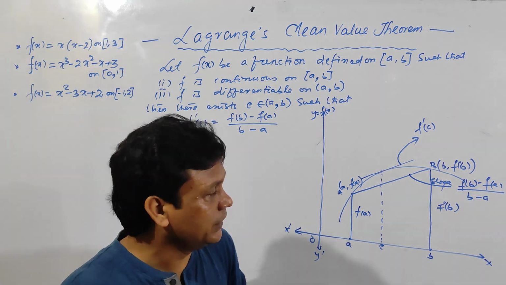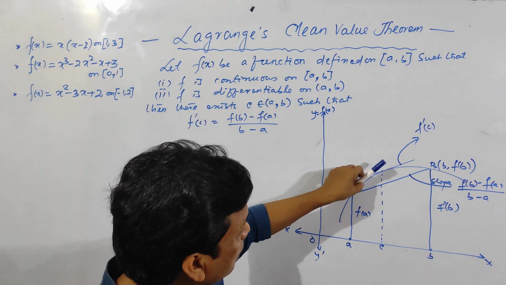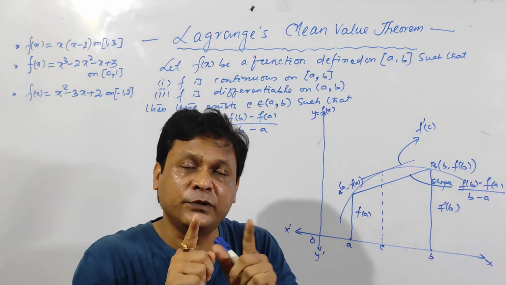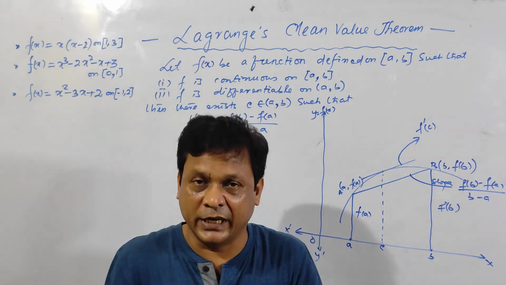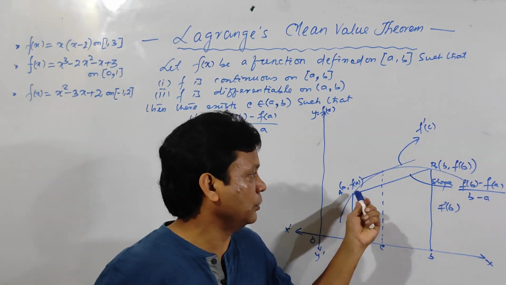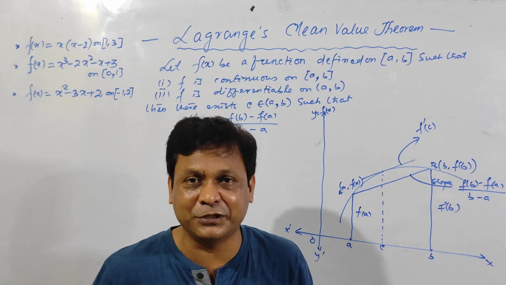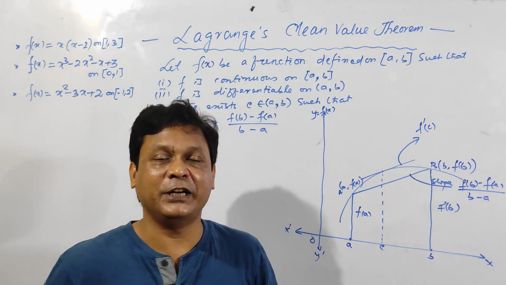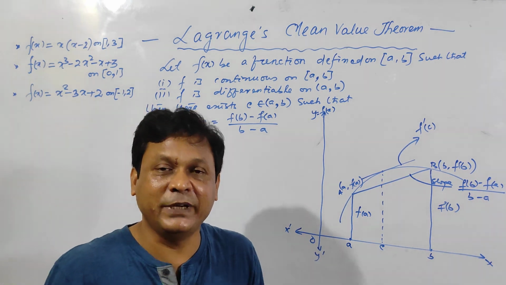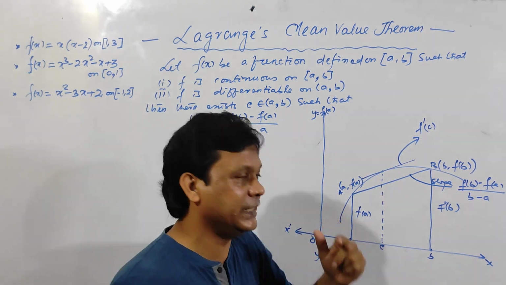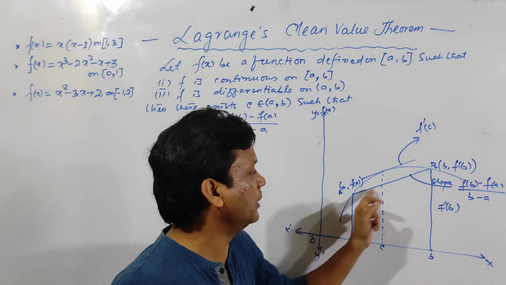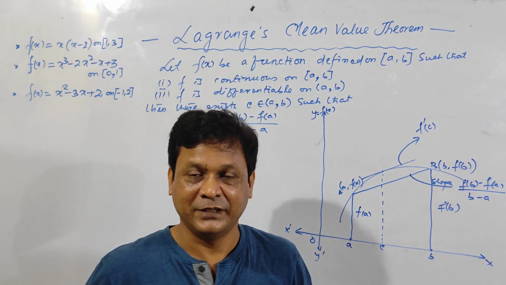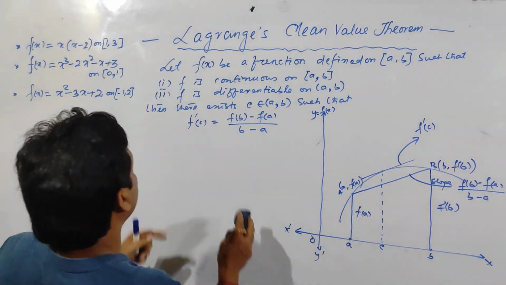Geometrically, the meaning is that if you move the tangent along the chord, then there must be one point on the chord where the tangent will be parallel to the chord AB. This is Lagrange mean value theorem. Clear? So you have to verify Lagrange mean value theorem. Verify means you have to find out that point c where the tangent is parallel to the chord AB. Clear? Now see here. I have given 3 questions.